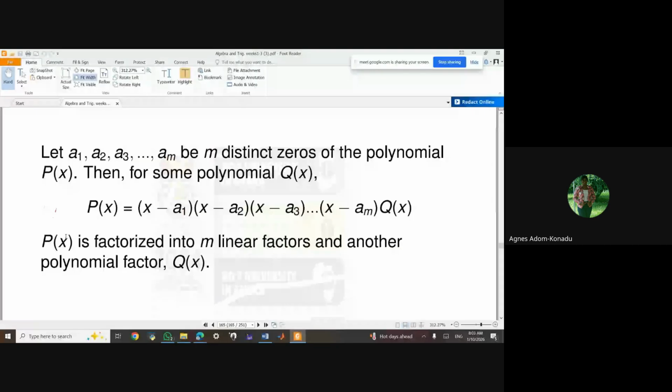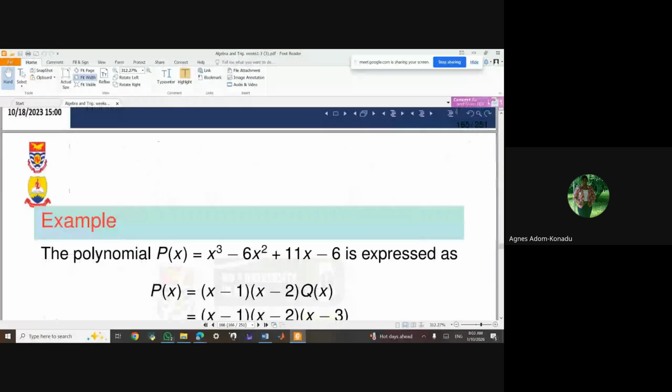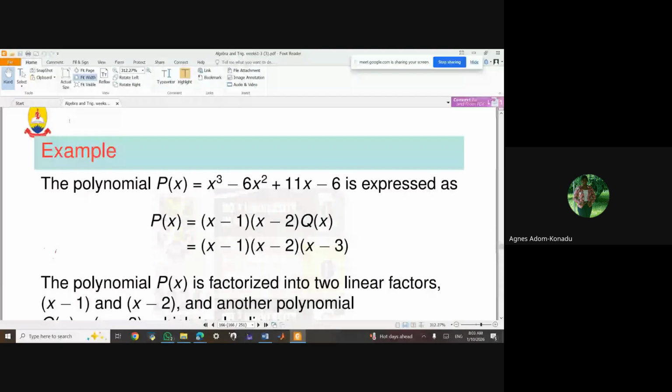So here we say that P of x is factorized into m linear factors and another polynomial function or factor Q of x. So example, if I have Q of x is equal to x to the power 3 minus 6x squared plus 11x minus 6. First, as I said, you have to find one of the factors. So maybe we substitute x equal to 1 into it, and then we've gotten that to be 0. So it means that x minus 1 is a factor.